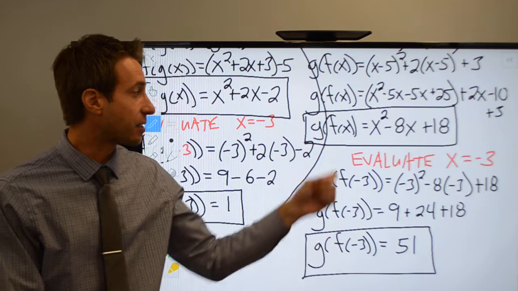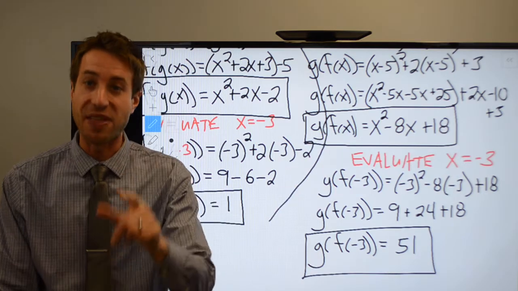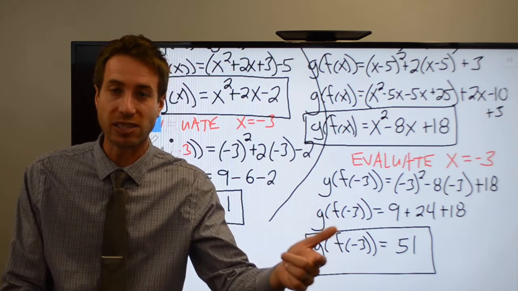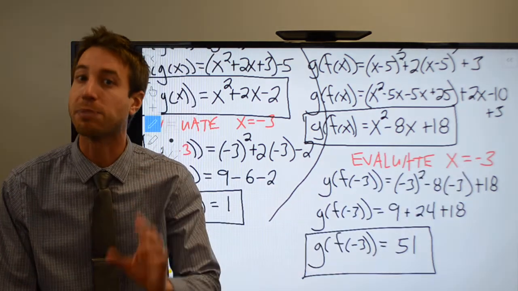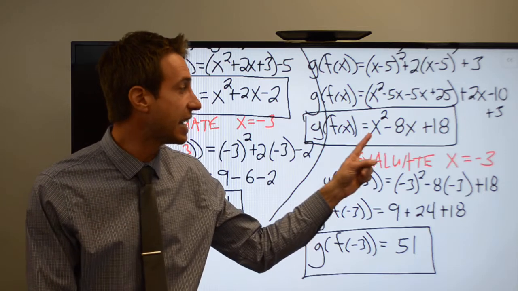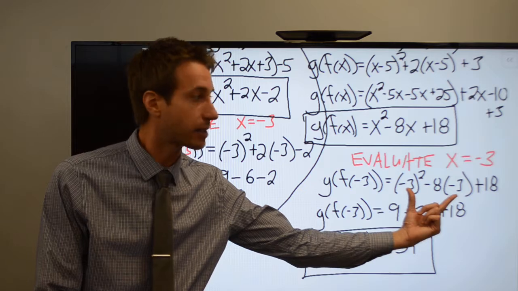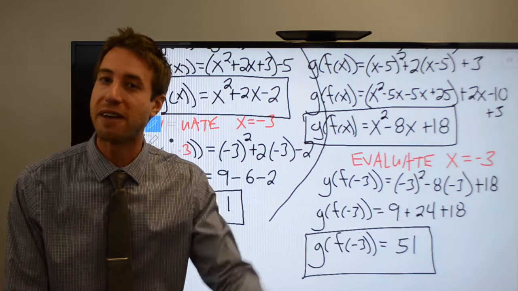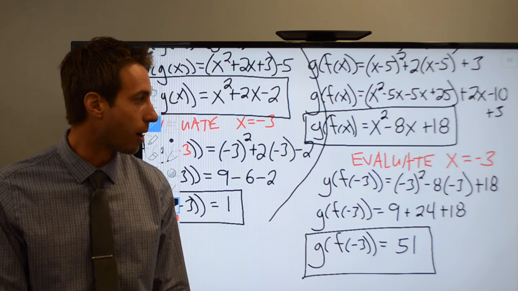Again, I was asked to find the composite function g of f of x and then evaluate that composite function at the domain value of negative 3, which means plugging a negative 3 into the composite function everywhere I have an x. Simply evaluate, don't fat finger something on your calculator, you come up with a 51.